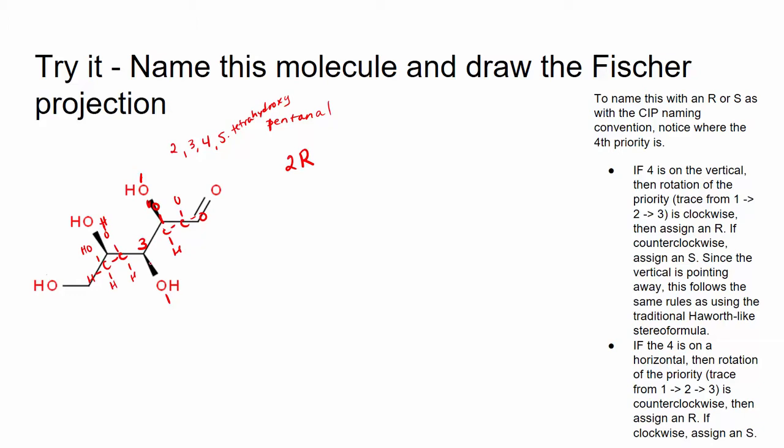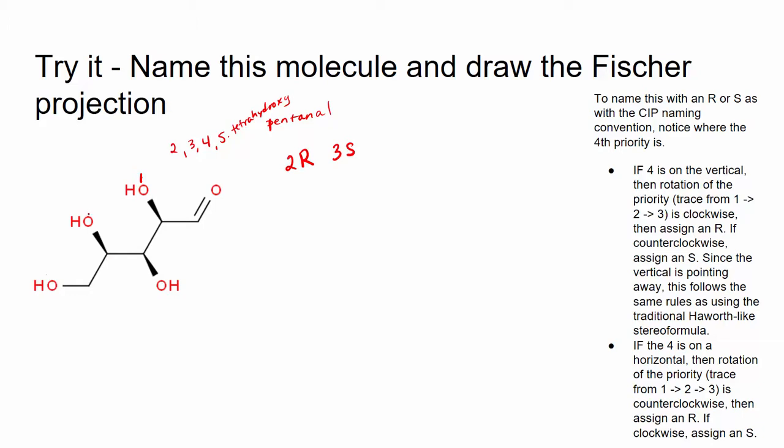So I'm going to mark out the atoms that are the same. Now this carbon will only bond to other hydrogens, so the right-hand side is going to get the higher priority. The hydrogen is pushed back. This is a left-hand rotation, so this is 3S.